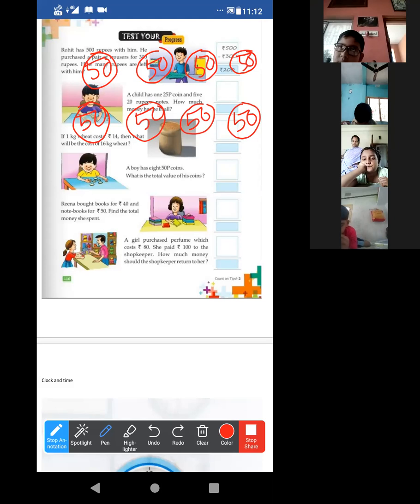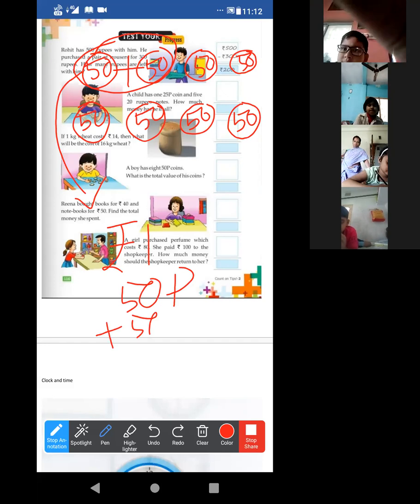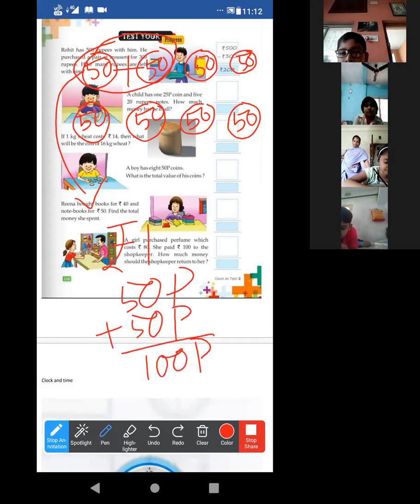Acha, now look at this. Acha, Pranavi, Otrika, look at this. 50 paise coins are there. If we add 2 50 paise coins, then we will get 1 rupee, na? Yes or no? Ishan? Look, 2 50 paise coins. 50 paise plus 50 paise. That means we will get 1 rupee, that is 100 paise. That means 1 rupee.